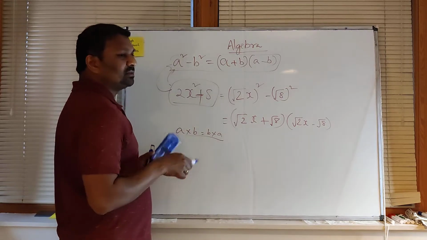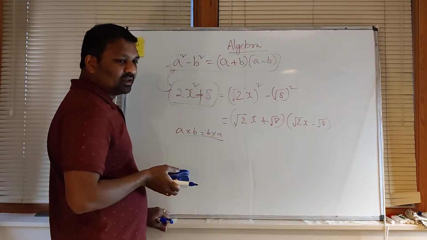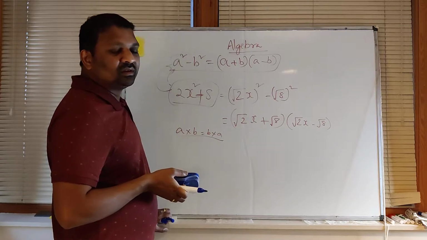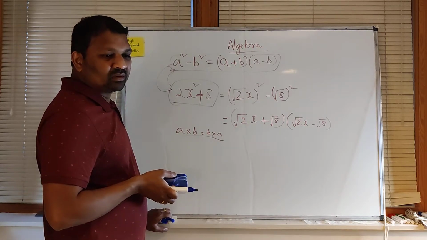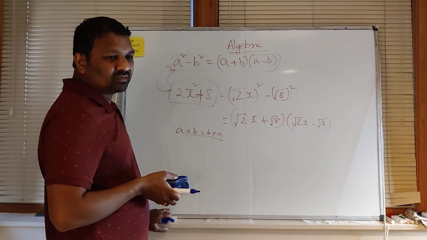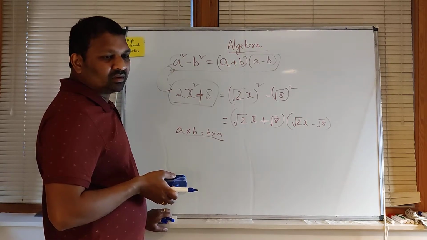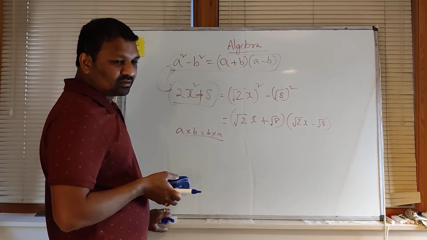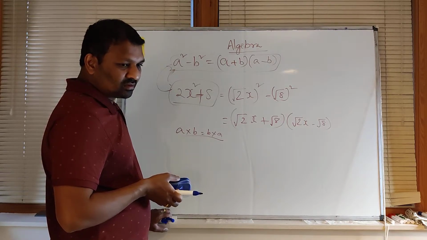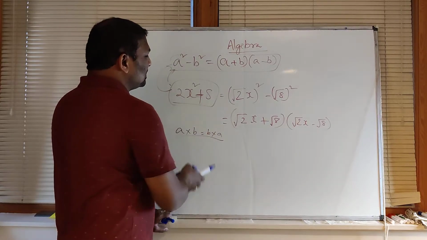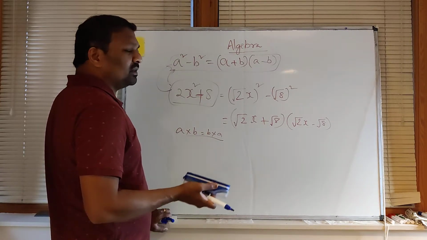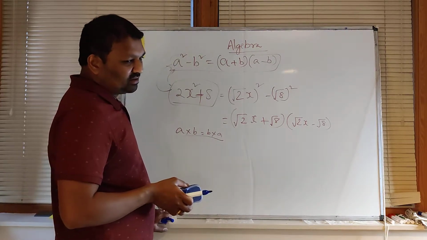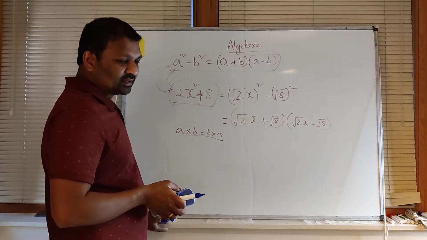For example, if it is a square plus b square, there is no such formula. You cannot find the factors. If a plus is given, there is no way you can find the factors.